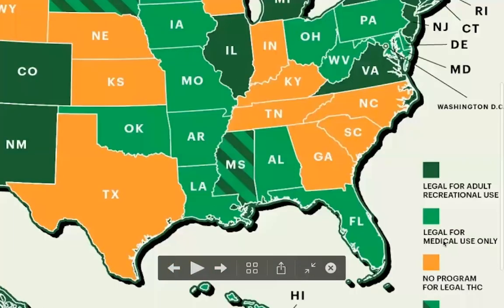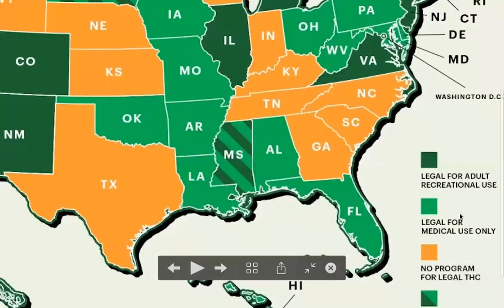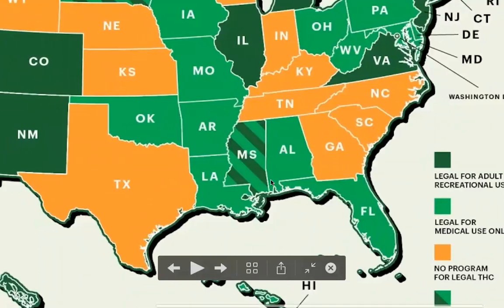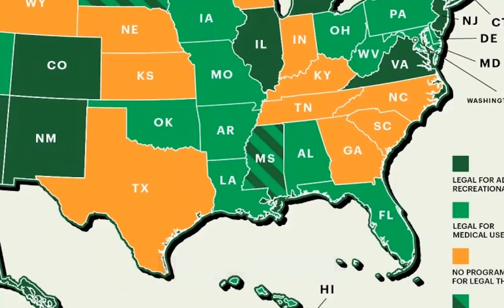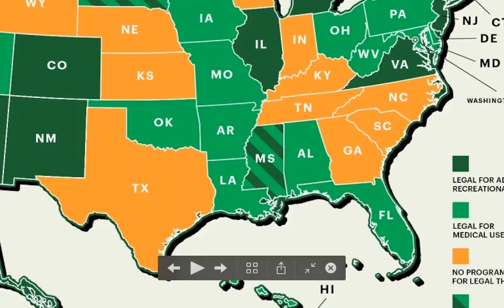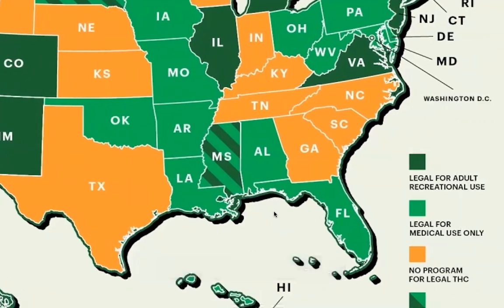Legal for medical use only are these green or regular sort of green as opposed to dark green states, including Louisiana. Louisiana has a few years ago put in place an exception for a specific type of epilepsy. And if you have that particular type of epilepsy, usually in children, you could use cannabis. But other than that, it is not legal in Louisiana.